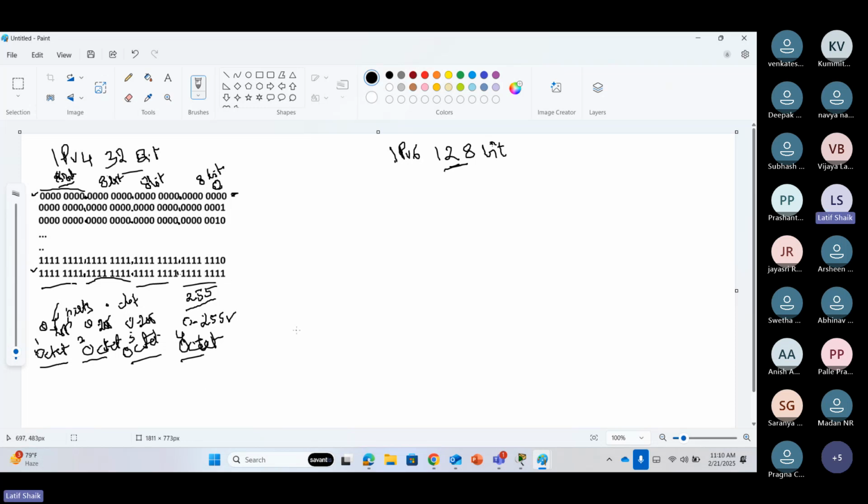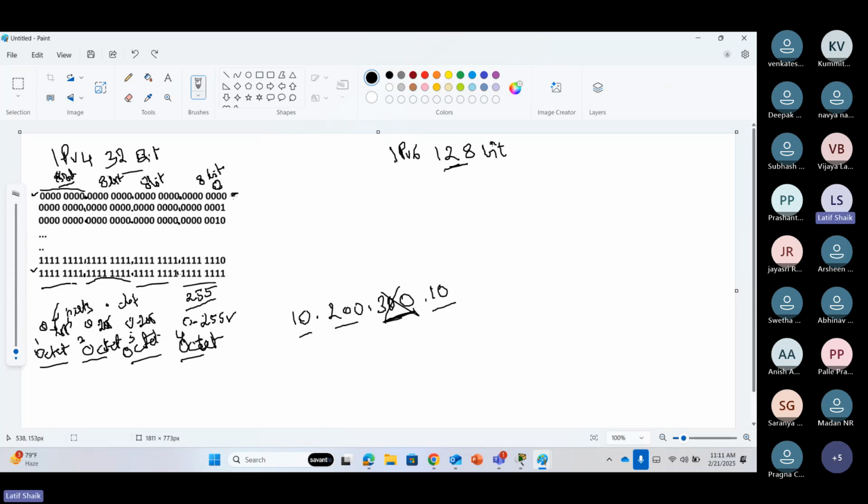If any octet in an IP address is more than 255, it is invalid. For example, 10.200.300.10 is invalid. 10 is okay, 200 is okay, but 300 no. If any one octet, first, second, third or fourth, is more than 255, it's immediately invalid, a wrong IP address. Understand guys? Up to here, 0 to 255 for each octet.